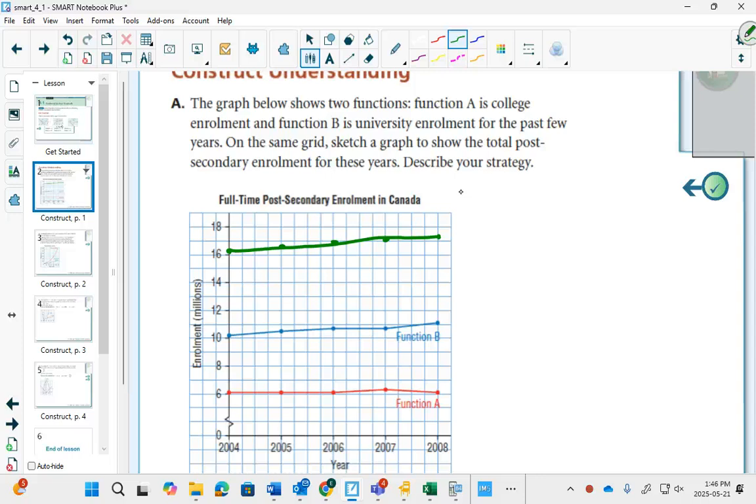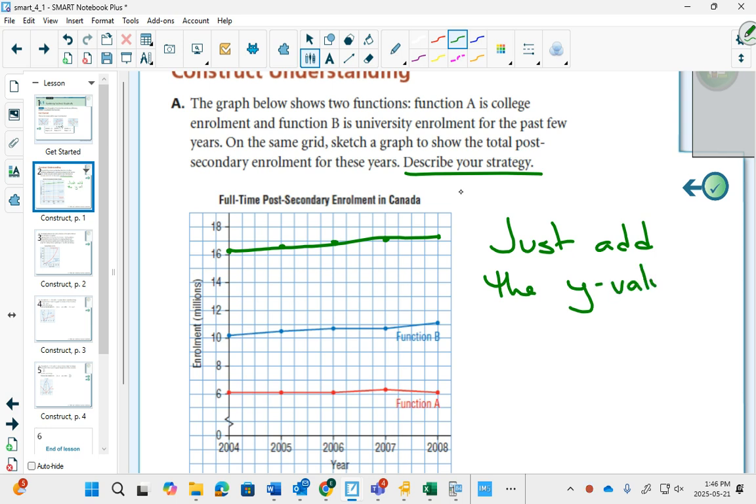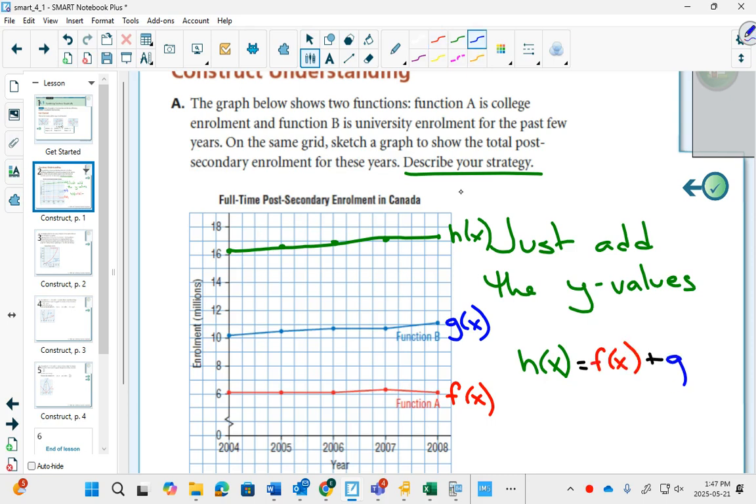So when you have graph plus graph, describe your strategy here. What are we doing? We're just adding the y values, which kind of makes sense. If I wrote the functions in function notation, I called the red one f of x, the blue one g of x, and the green one h of x. And if h of x was supposed to equal f of x plus g of x, oh, the pretty colors I did there.